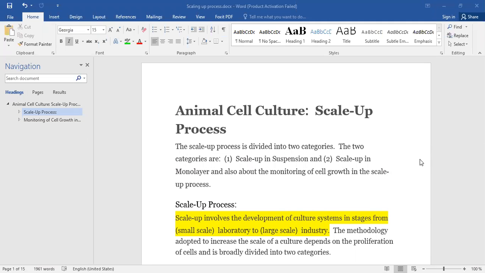Namaste students. Today I am going to discuss the topic animal cell culture, scale up process. So what is the scale up process?